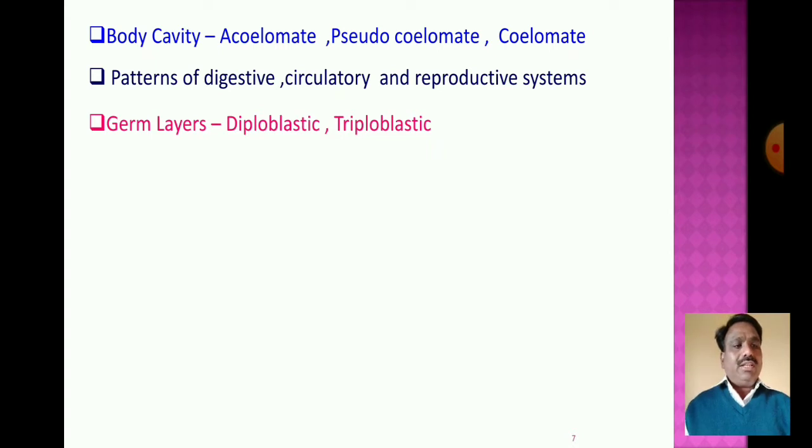In the triploblastic, three germinal layers are present, known as the ectoderm, the middle is the mesoderm, and the inner is the endoderm. So these are considered on the basis of classification.